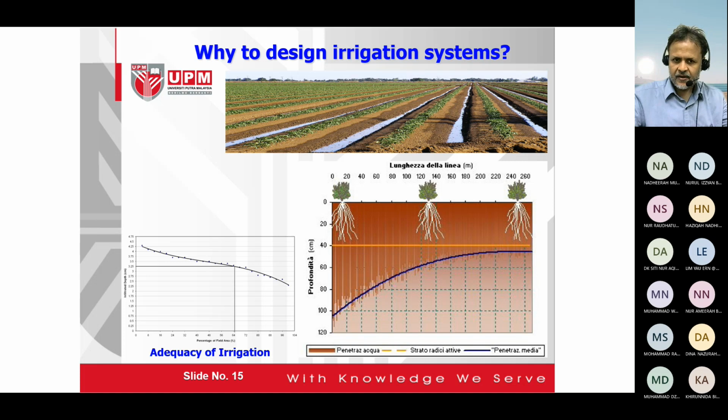When water moves left and right, and there is a crop here, and the crop has the root, then water will reach the root. This is fine, we can irrigate, but at the same time a lot of water goes to deep percolation from this area. The deep percolation loss is very huge. You can see here. Okay, this is the root. Let's say this is the plant, this is the root.